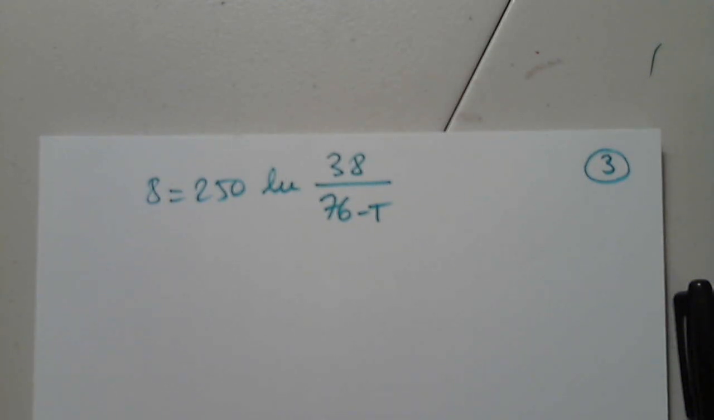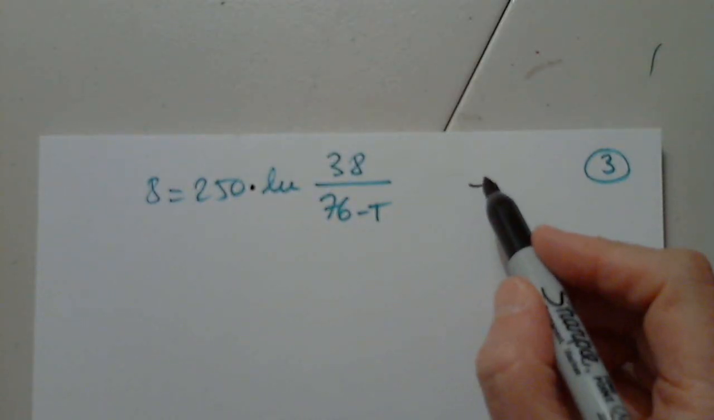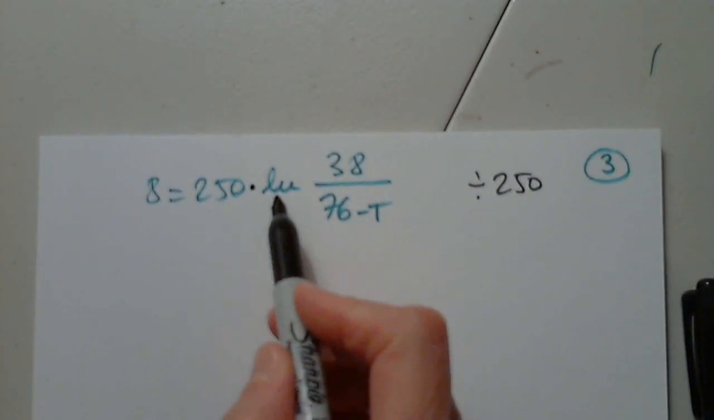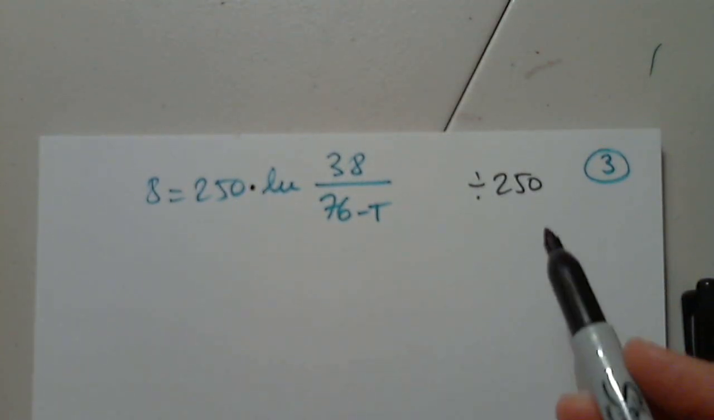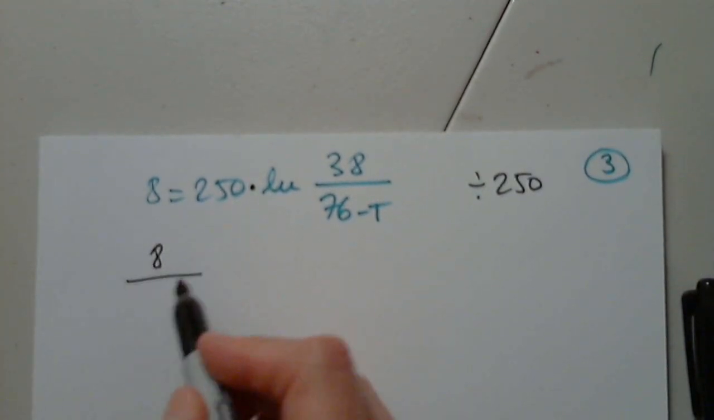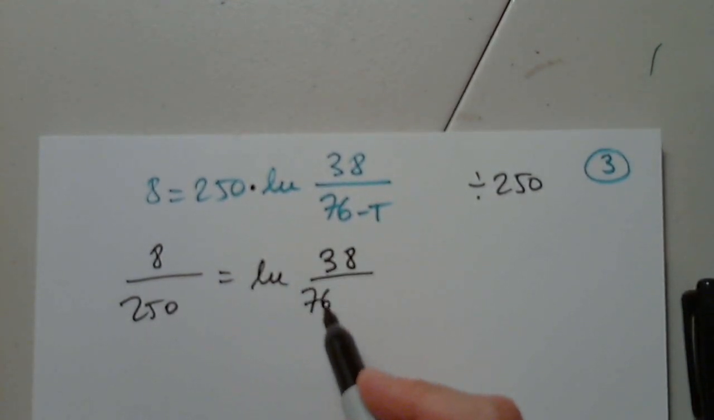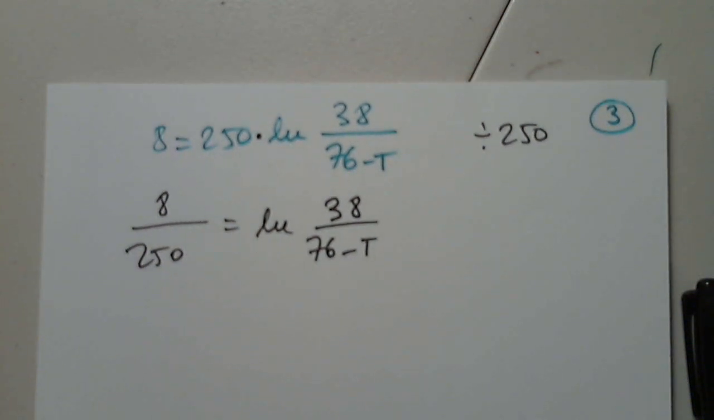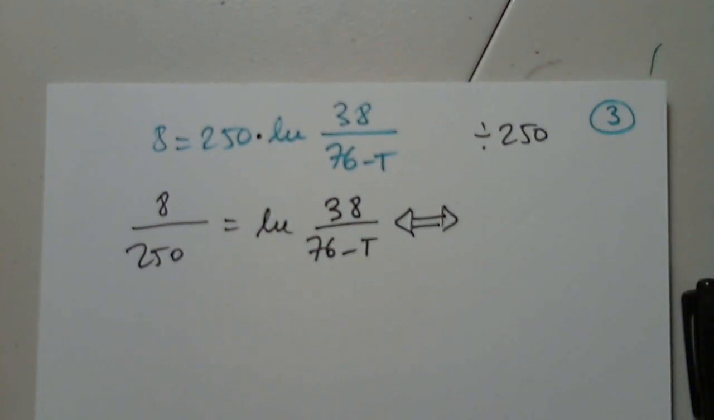Anyone, please? You subtract 250 on both sides. It's multiplied, so you meant divide. If there is no symbol between 250 and natural log, we cannot add or subtract. We have to divide. So it's 8 divided by 250 equals natural log of 38 over 76 minus t. Now remember, this is a log equation and we have to change it into an exponential one.